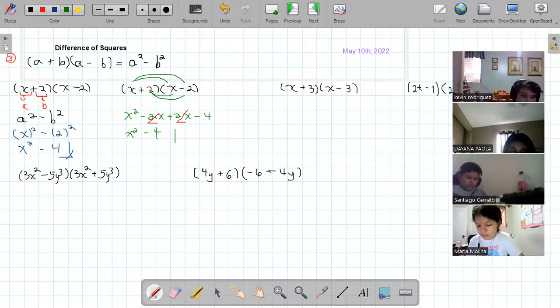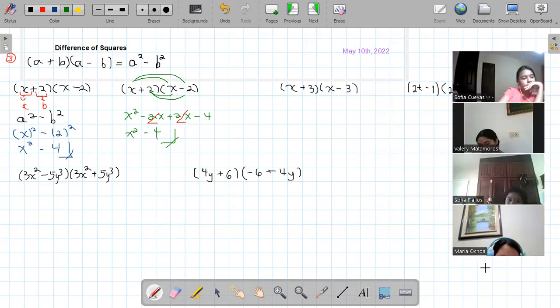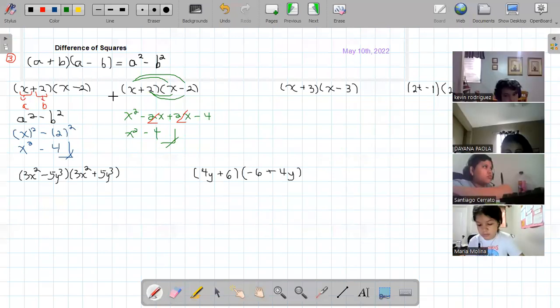No questions, you see? Same answer, different methods. Okay, then. So we're going to continue now doing the rest using only the formula. Only the formula. So let's see. What are we going to do? We're going to have x plus 3 times x minus 3.